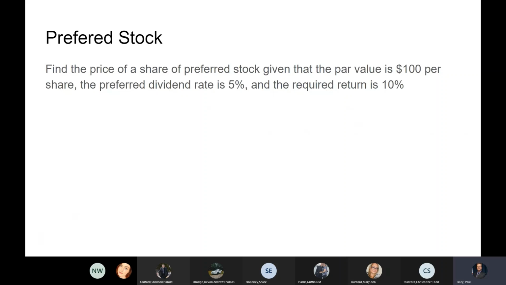Another topic that we looked at was preferred stock. Now, this was a pretty simple topic where we said, okay, we're calculating the value of preferred stock given a dividend and given an interest rate. So we know that the stock is $100 per share. Dividend rate is 5%, and the required rate of return is 10%.